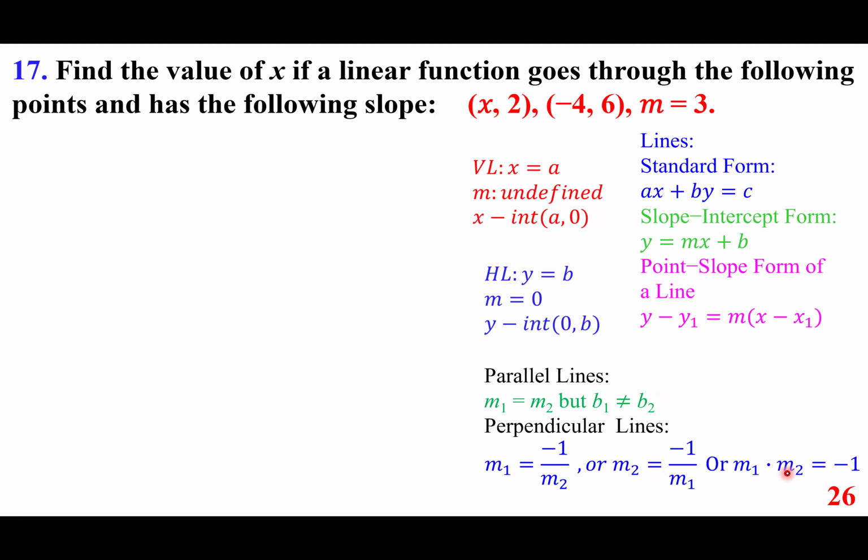Now, m is rise over run, y sub 2 minus y sub 1 over x sub 2 minus x sub 1, or delta y over delta x, or rise over run, or the average rate of change of y with respect to x. So y sub 2 minus y sub 1, that means 6 minus 2, over x sub 2 minus x sub 1 means minus 4 minus x, and it's equal to the slope, that means equals 3.